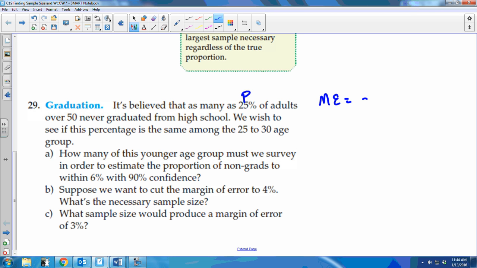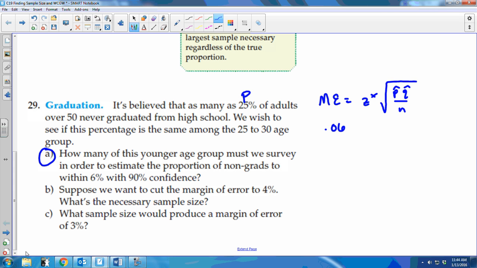The margin of error is the critical value times the standard error. So what is my margin of error in part A? What is the margin of error I'm allowing myself? Remember, it's plus or minus. Because it's plus or minus, it's just the total, so 0.06. All right, we're allowing our margin of error to be 6%.